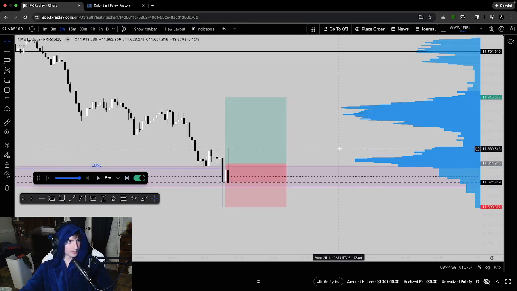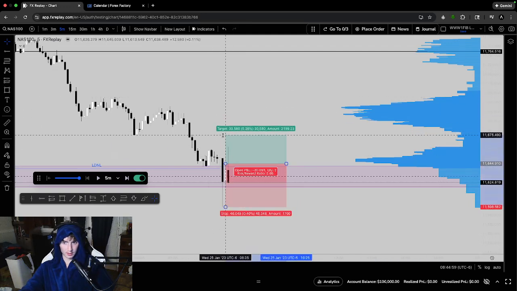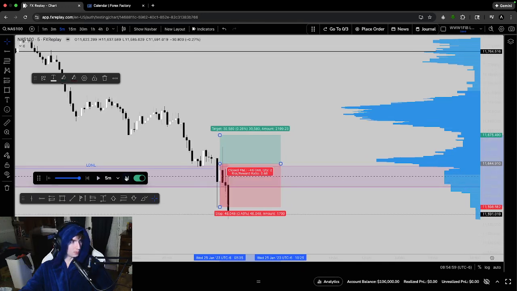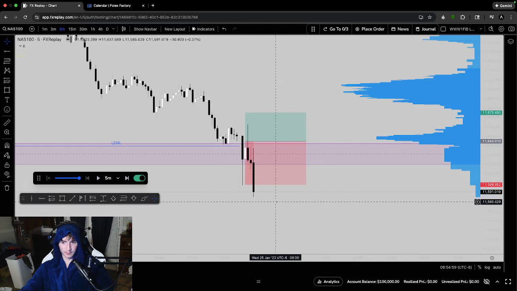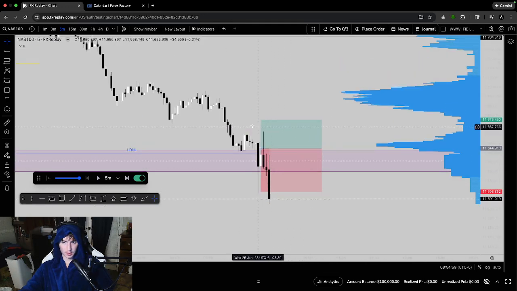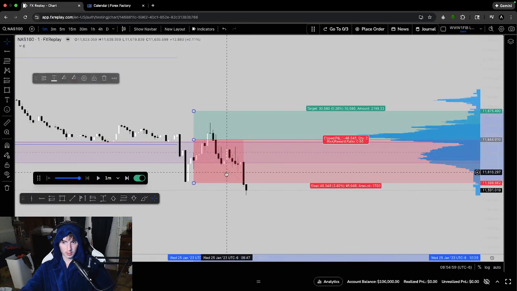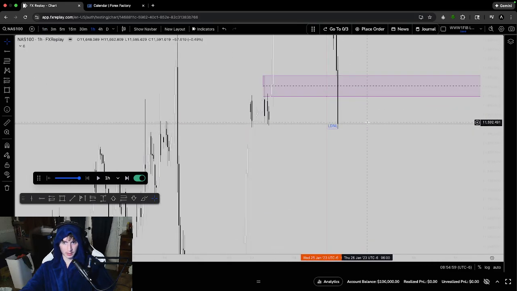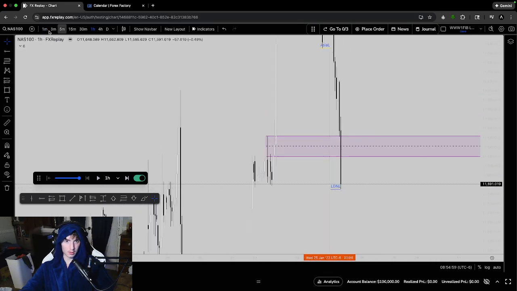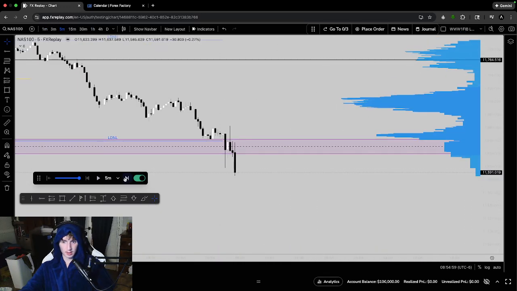Ooh, you see that? A big, scary, low volume node. Oof. That's what I was afraid of. But I think now it'd be okay to take shorts, since we did just get a push through this area. We can look for a retracement back into this zone. I think we can take shorts.